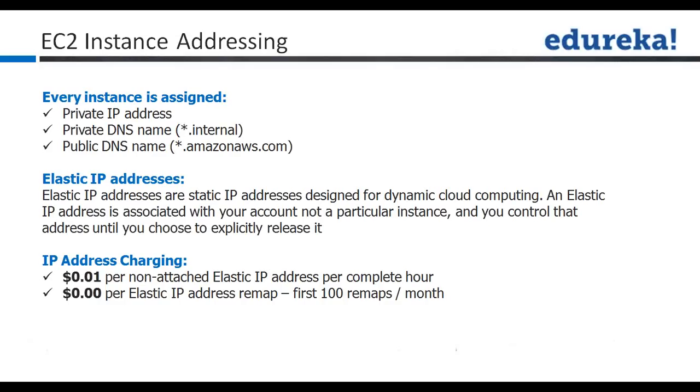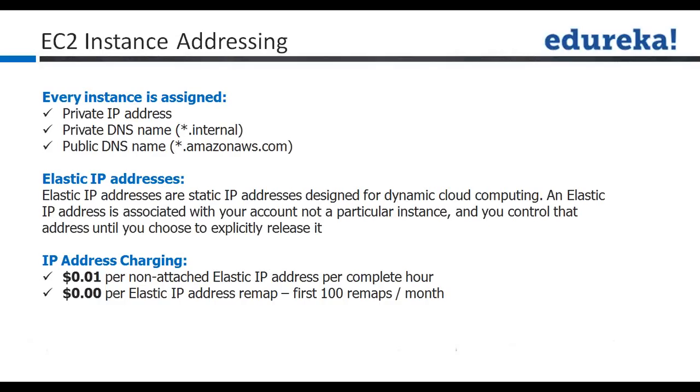Okay, so the EC2 instance addressing part. Whenever an instance is launched, Amazon EC2 provides different kinds of instance addressing. There would always be a private IP attached to that instance, a private DNS name also attached, and a public DNS also attached. Now what does it mean? Whenever an instance is launched, there would always be one private IP and private DNS.